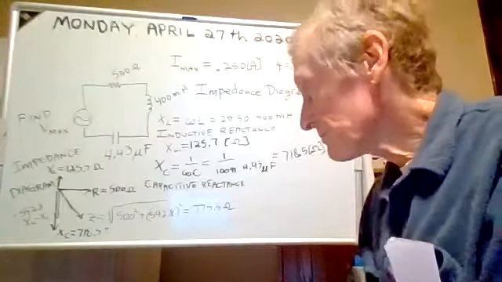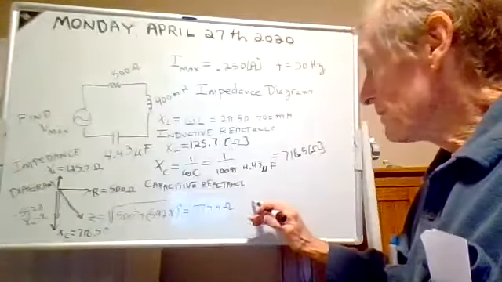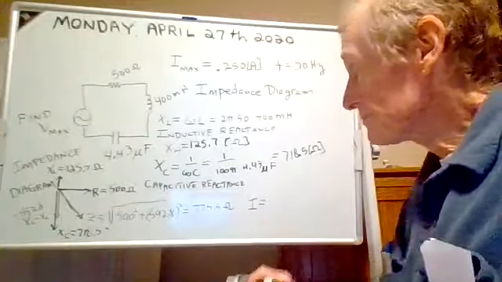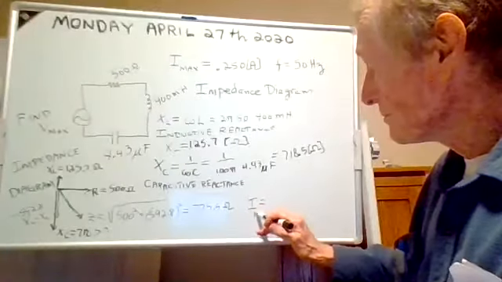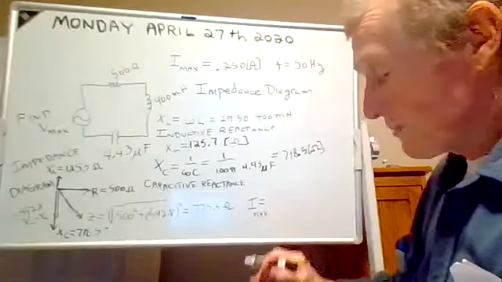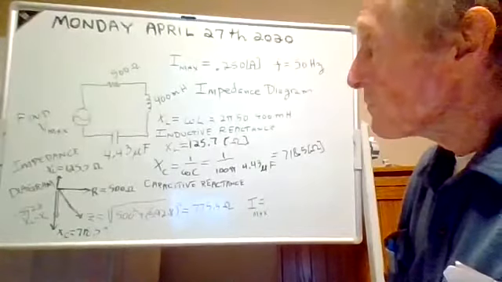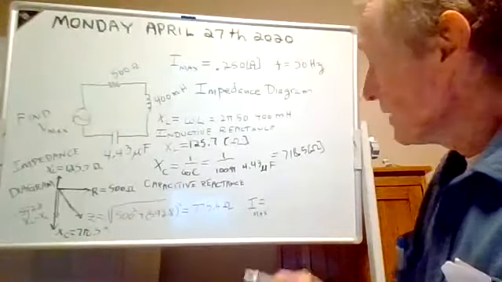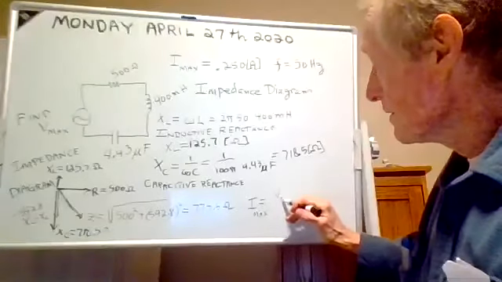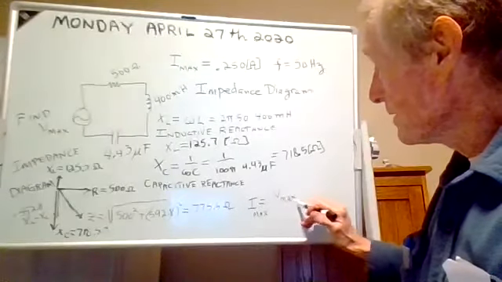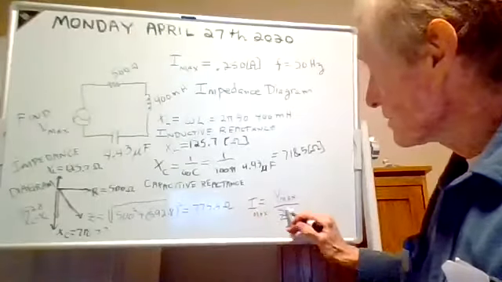Now with that, you can get the current in the circuit. And now you've got to understand, this is the maximum current. It's not the RMS current, it's the maximum current. It will be the maximum voltage divided by the impedance. And we just found the impedance.